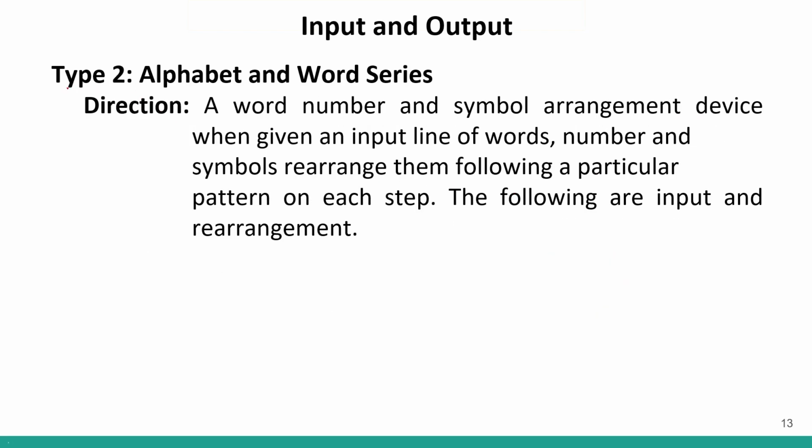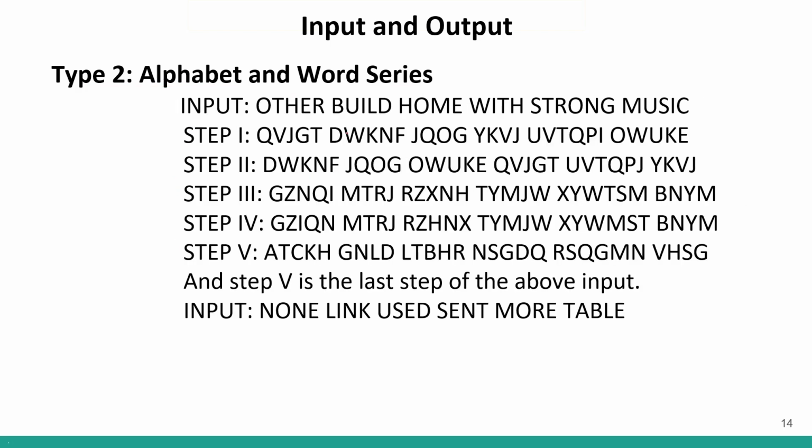Moving on to type 2, which is alphabet and word series. Now alphabet and word series, similar direction is given that we will feed an input to a machine and that machine will generate a series of output in steps, and we have to find the final output. So this is the input, these are your steps, and step 5 is the last step. So step 5 is the final output. Based on this logic, we have to find the output of this particular input.